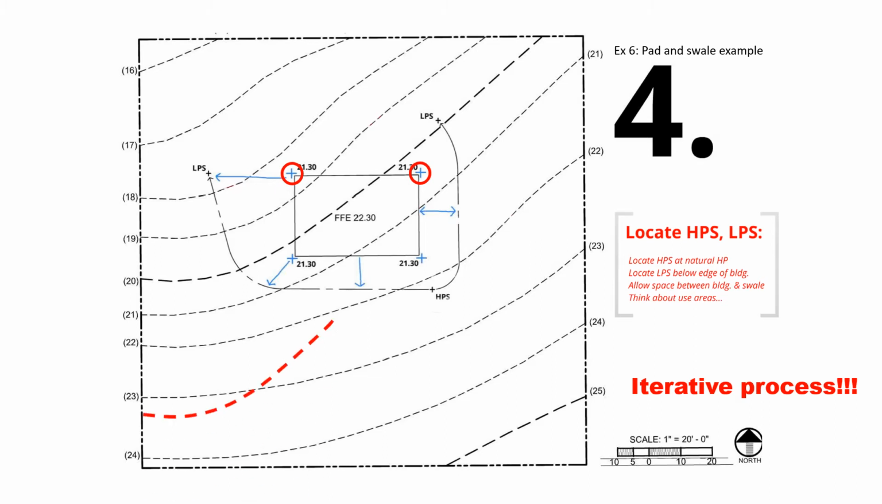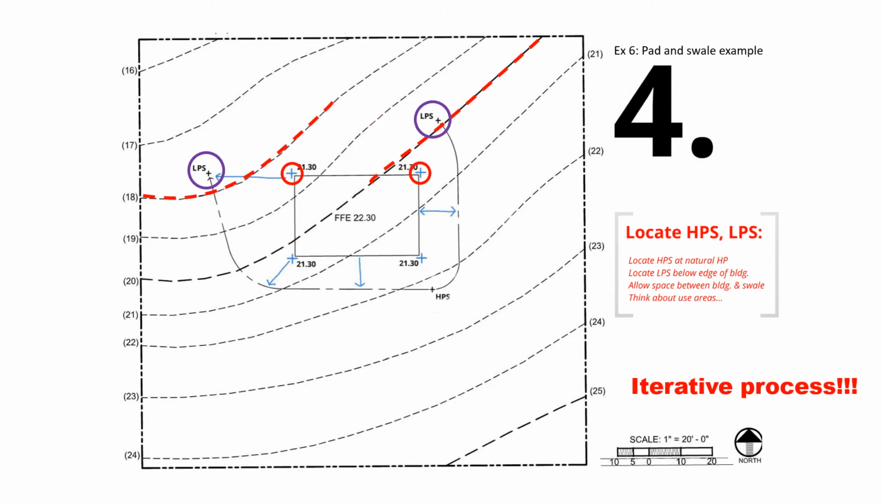This 18 contour is the next contour below the northwest corner. And this 20 contour is the next contour just below the northeast corner. So you can roughly locate LPS in the areas as indicated by the purple circles here. Again, this is a trial and error process. It's not guaranteed that these locations will definitely work, but this is a good start.